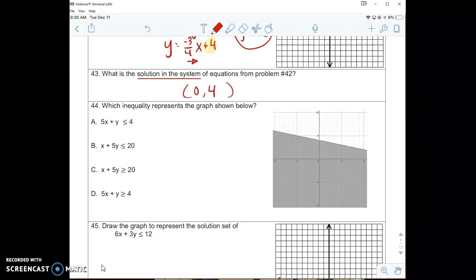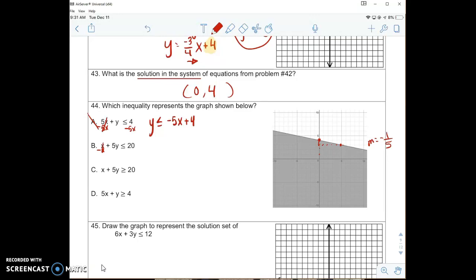Which inequality best represents the graph shown below? Okay, I notice that all of my inequalities are in standard form, so I'm going to get them into y equals mx plus b. Minus 5x, so y is less than or equal to negative 5x plus 4. This is a negative slope, and the y-intercept is 4. However, I notice that my slope is really going down 1 and over 1, 2, 3, 4, 5. So the slope should be negative 1 over 5. A cannot be our answer.